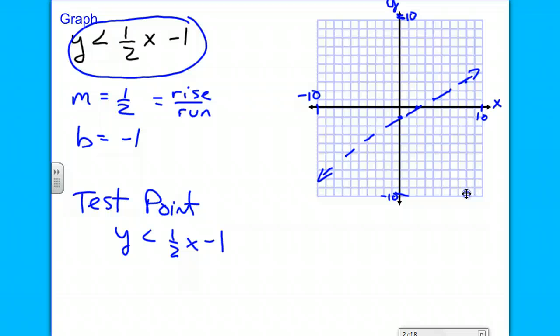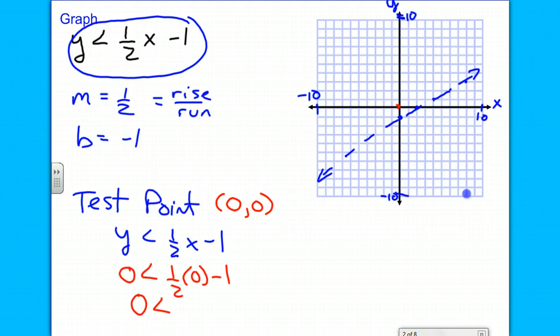Emily? 0, 0. Good. We're going to test this point 0, 0 right here and see if that point, since it's not on the line, is a solution. Okay? So let's plug it in. 0 is less than 1/2 times 0 minus 1. Is 0 less than 0 minus 1? What is 0 minus 1? Negative. Negative what? Is 0 less than negative 1? No. No, not a solution. So the test point is not a solution.